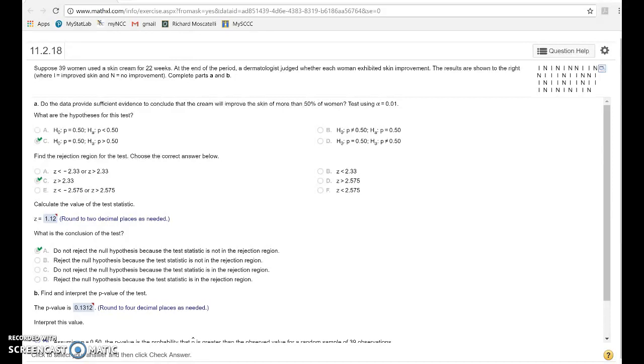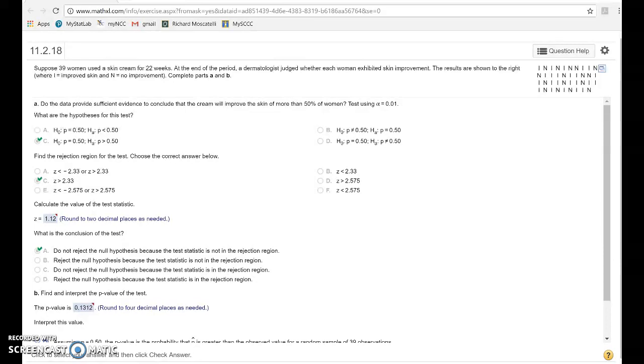So part A says, do these data provide sufficient evidence to conclude that the cream will improve the skin of more than 50% of women? Test using alpha equals 1%. All right, so notice that one phrase there, more than 50% of women. That gives you the alternative hypothesis.